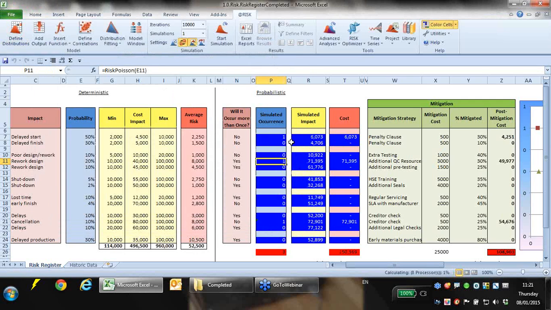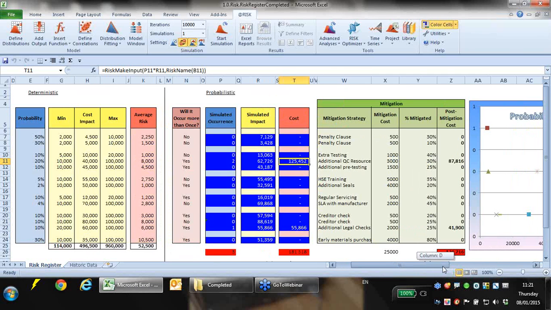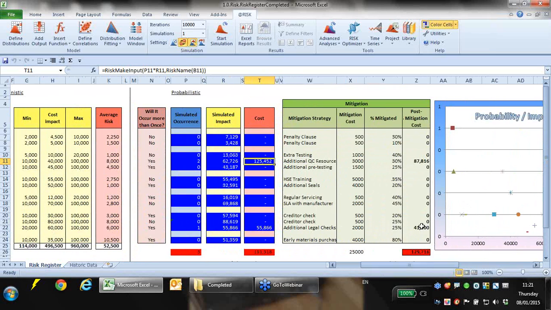So let's see if I can find a sample that's higher than one. There we go. So this event's happened twice, and so it's been counted twice rather than once. So it is possible to build up risk registers where things happen more than once. But the reason I wanted to show this model very quickly was because I've also got mitigation on here as well.